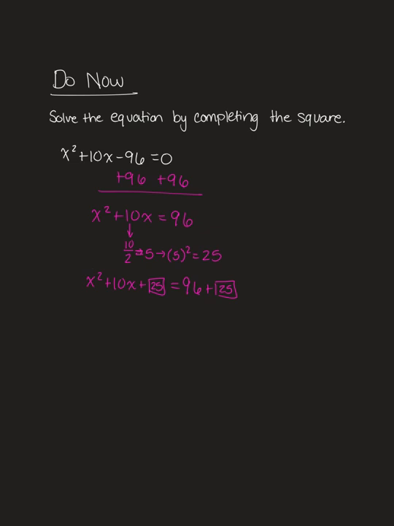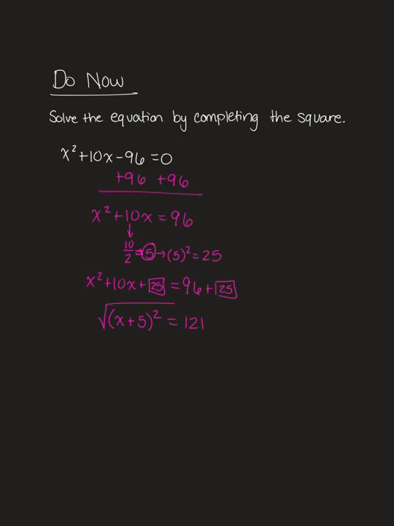Now we need to factor the left-hand side using the perfect square trinomial. So if you remember, whatever this number is here, that's what is going to be your factored form. So two numbers that will multiply to 25 but add to 10 is 5 and 5. So then 96 plus 25 gives us 121.